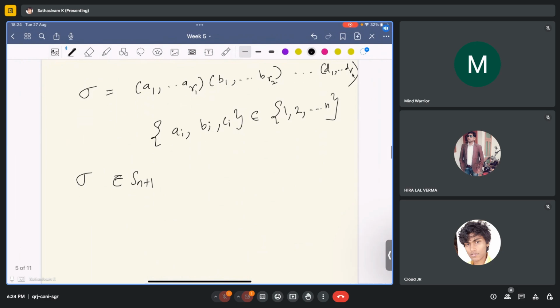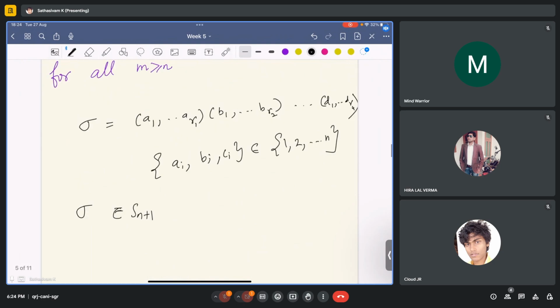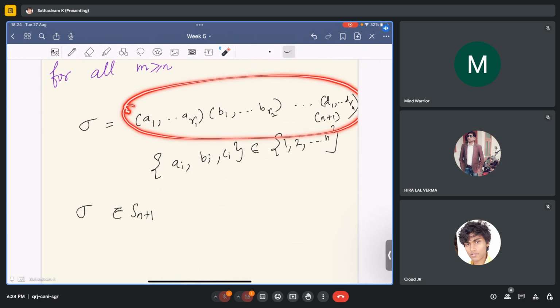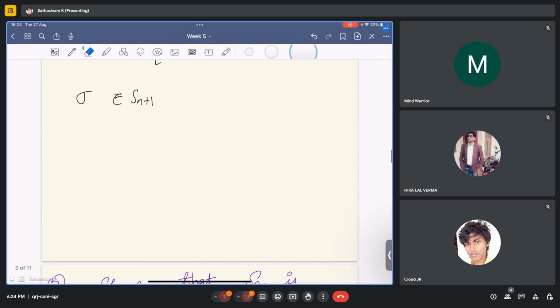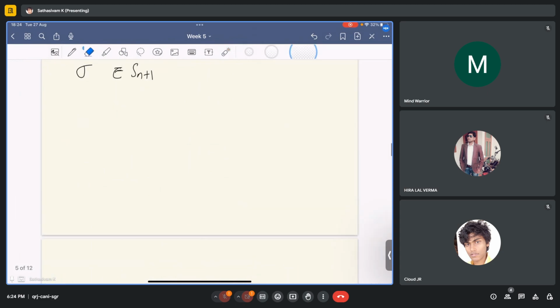How do you see it as inside Sn plus 1? These elements are the elements of Sn, right? Now you just add n plus 1 like this. So just add n plus 1 here. This means n plus 1 maps to itself. Now you can see this is some representation inside Sn plus 1. Or if you want, you can also see it in this way, using Sn as a permutation.